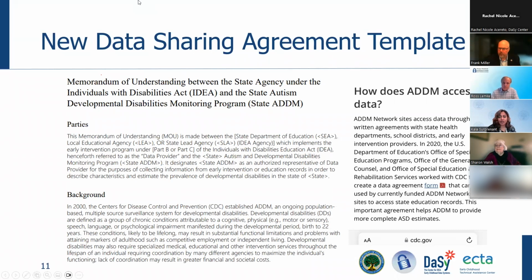So I've shared this information. This template is already on CDC's website. We, the Department of Ed, are working with our partners and TA providers, including folks here on the call, PTAC, DaSy, ECTA, and other TA providers, to get this on our websites as well. But for now, you can find this link in the CDC Autism Network. Thank you, Rachel, for putting that into the chat.